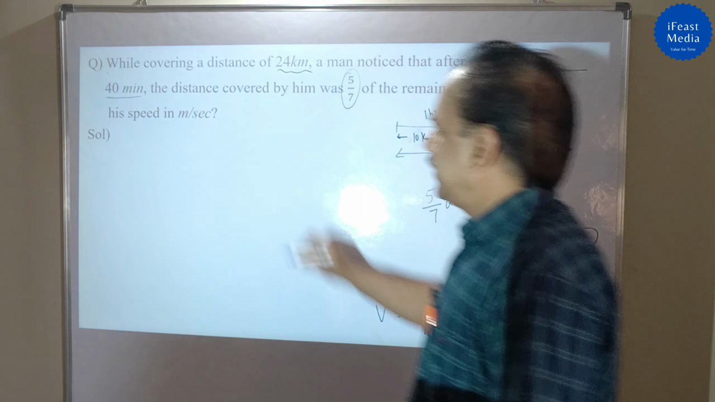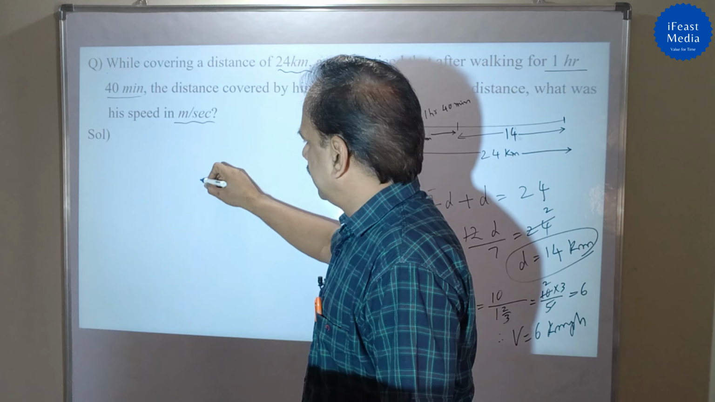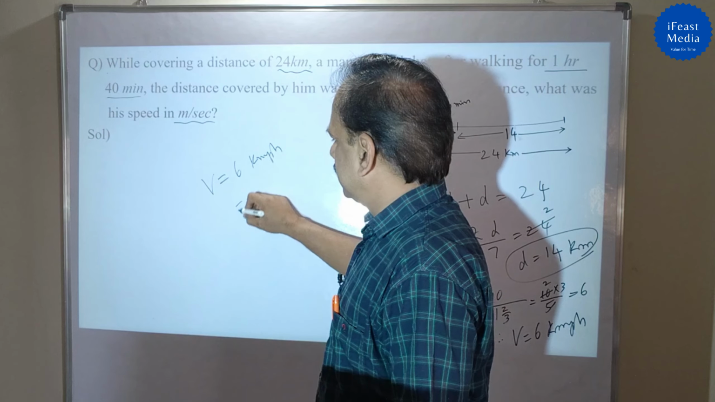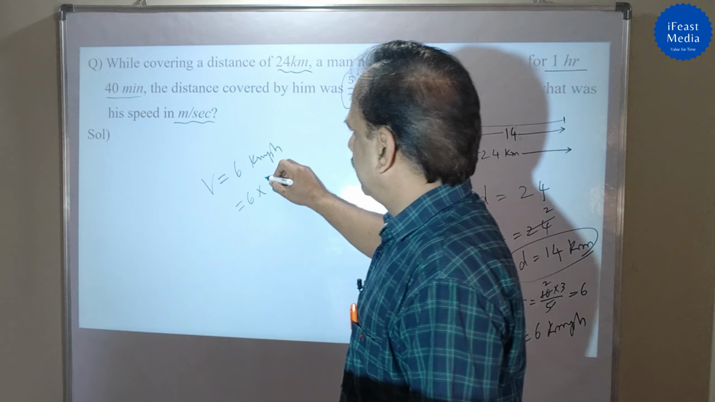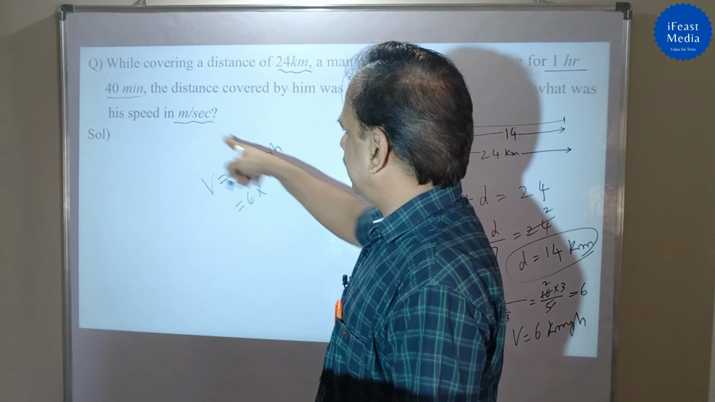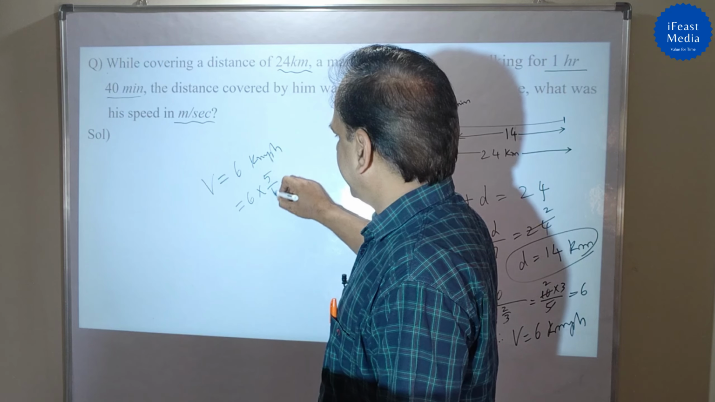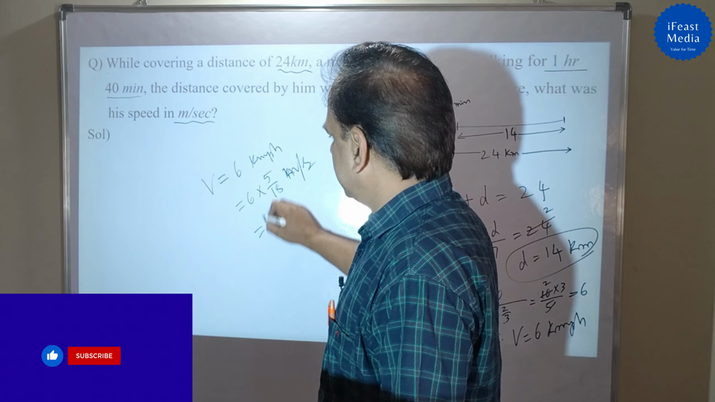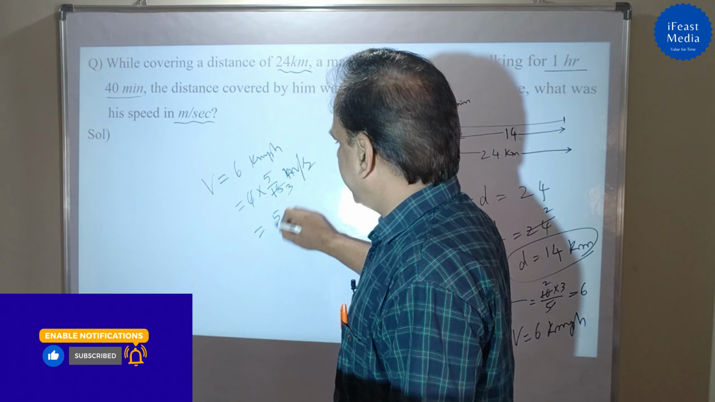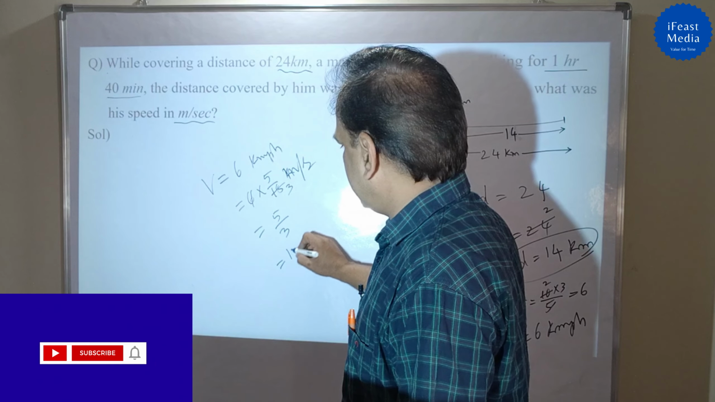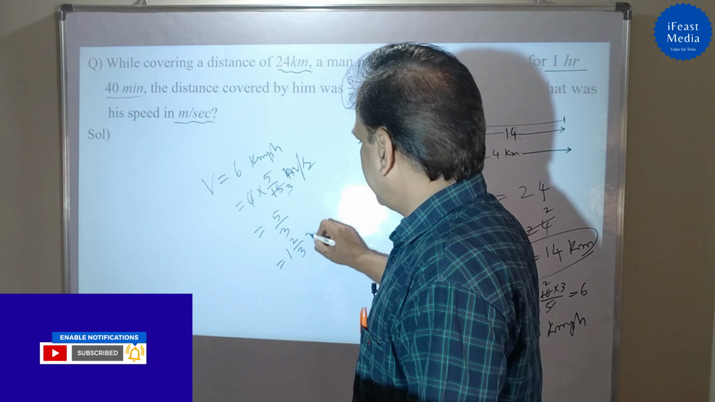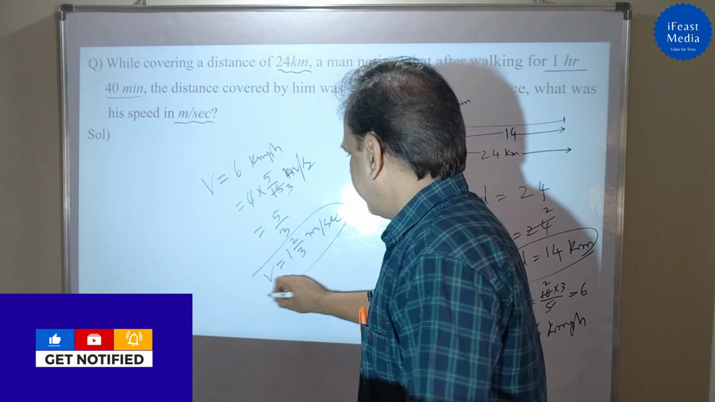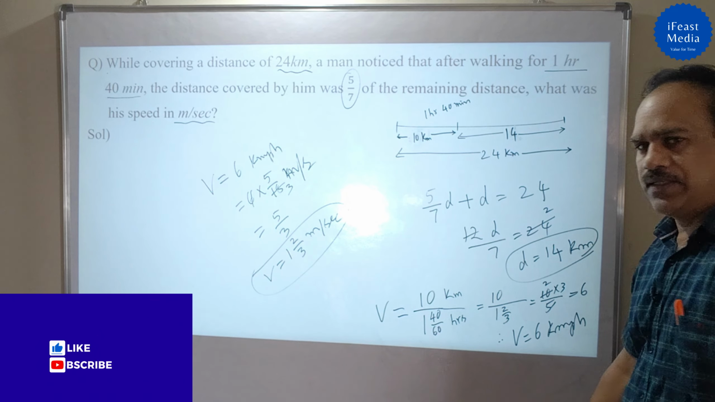But you are asked to find the speed in meters per second. The speed is 6 kmph, which is 6 into, since you are converting from higher to lower, multiplied by 5 by 18 meters per second, which is 5 by 3 meters per second or 1, 2 by 3 meters per second. That is his speed in meters per second.